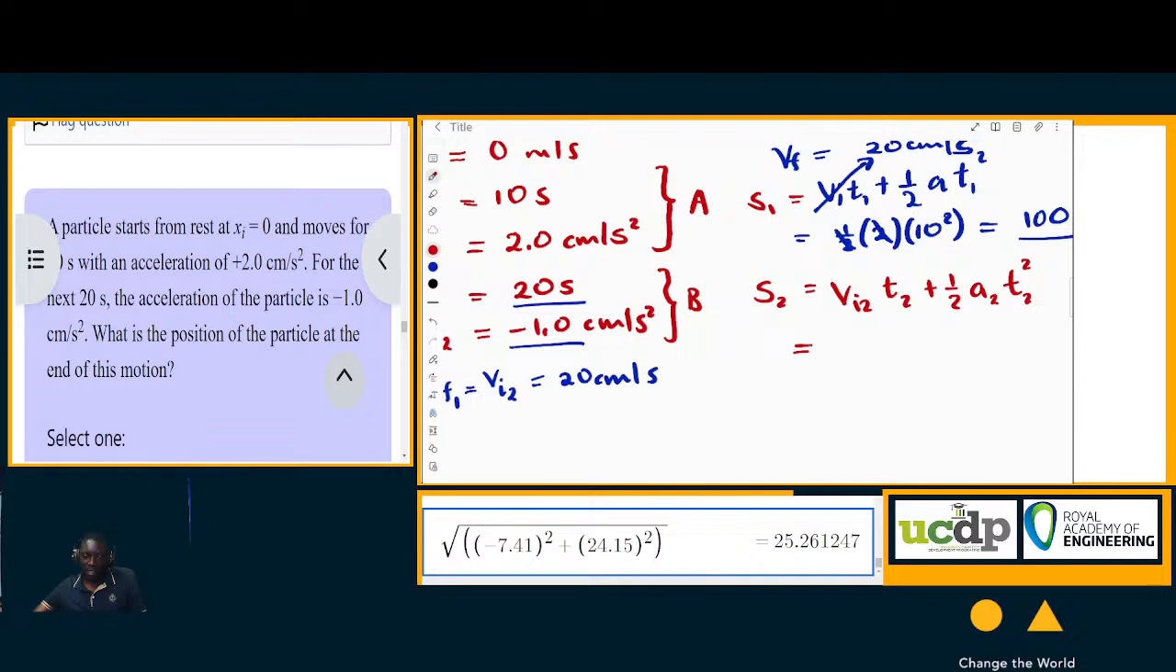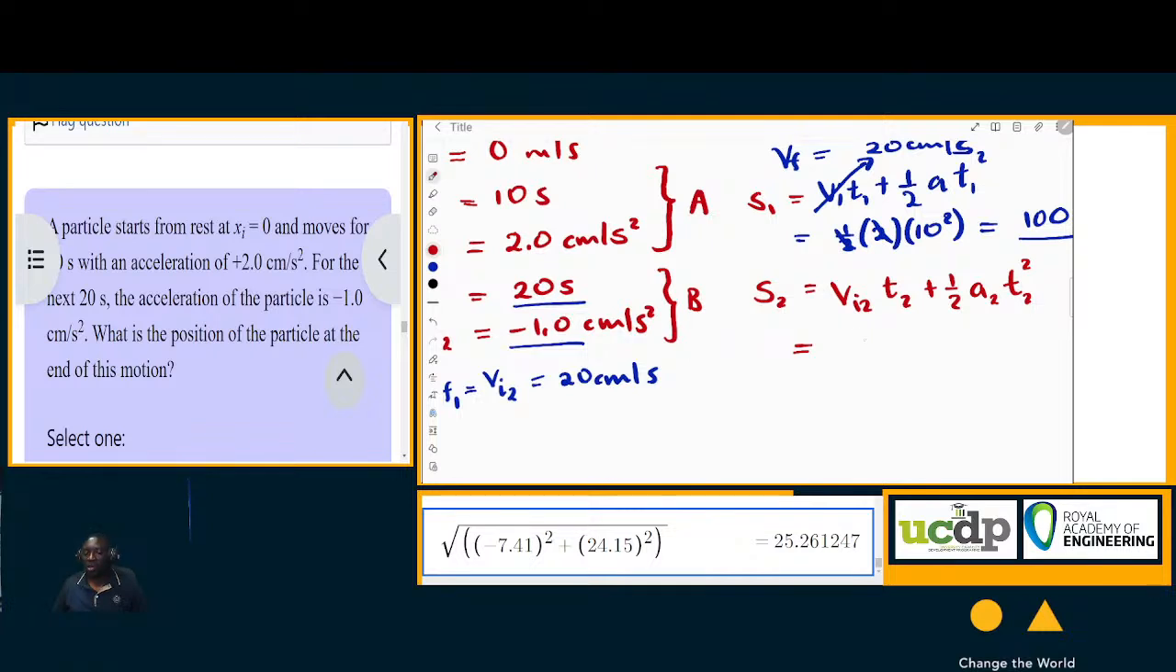Okay, close, but not quite. How did you get 390? What happened? I calculated the final velocity in the first section of the question, and then I put that into the original formula with displacement equals vi times time plus half acceleration t squared, and I got 390 centimeters. Did you use the negative for the acceleration? Yeah, I did. You did. Okay, let's confirm that.